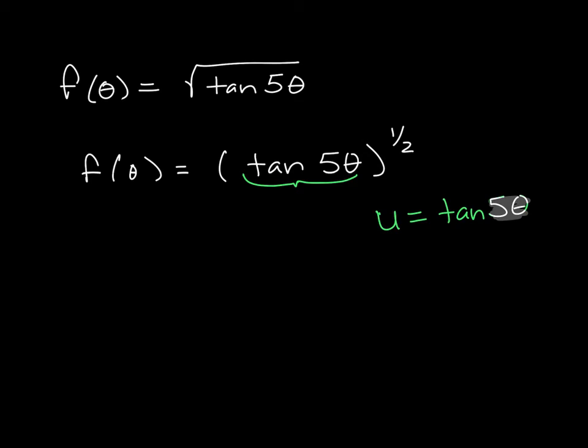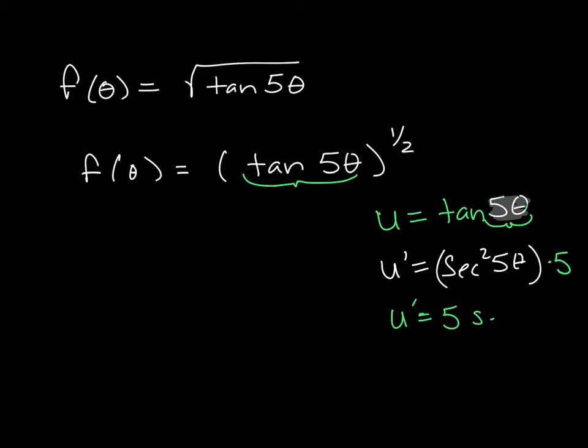When I take the derivative of u, the derivative of the tangent of 5 theta is the secant squared of 5 theta, but I have to multiply that times the derivative of the inside. I have to multiply that times 5. So with trig, a common saying when you're doing this is just keep chaining and using the chain rule until you can't anymore. Now for ease of writing this, I'm going to rewrite this as 5 of the secant squared of 5 theta.